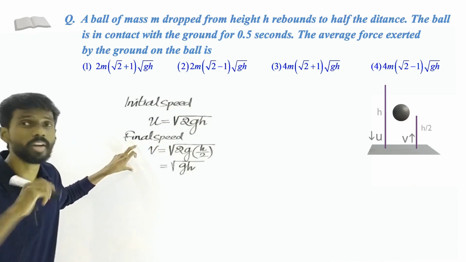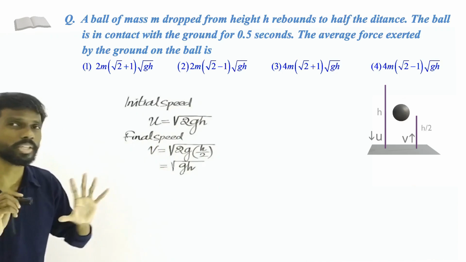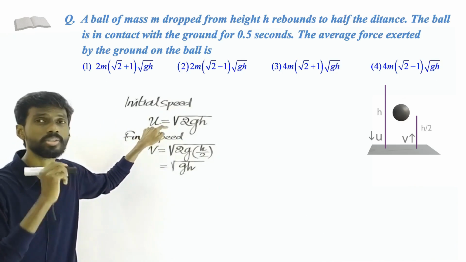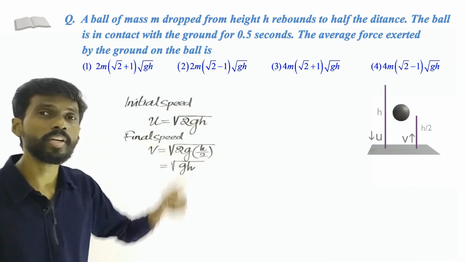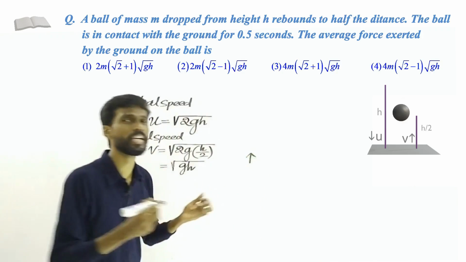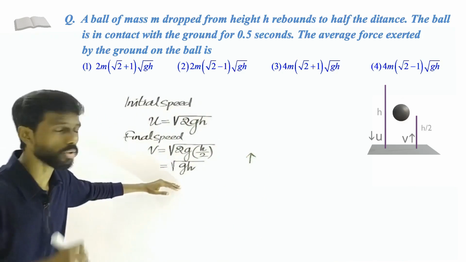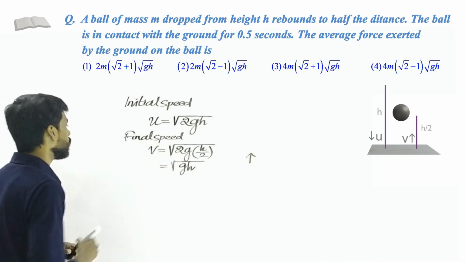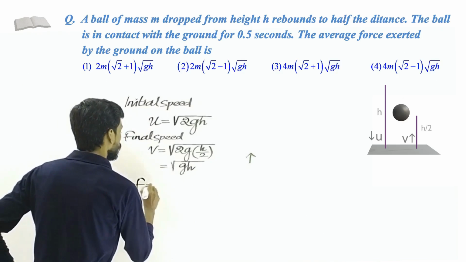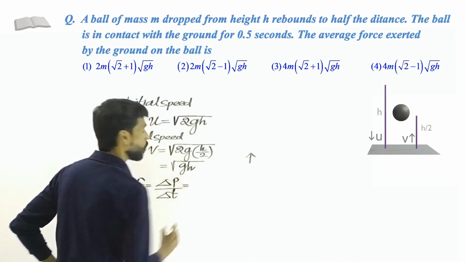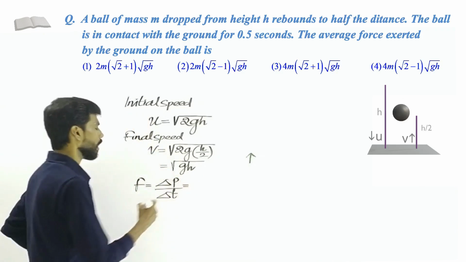That means what is the final velocity? That is plus root gh, right? Positive only. But what is the initial velocity? That is negative, minus root 2gh, because we take the upward direction to be positive. Any direction you can take as negative or positive. This is positive, so this is negative. That sign is also important when you calculate the momentum. So what is the formula for force? Delta P divided by delta T. That equals the final momentum. What is final momentum?